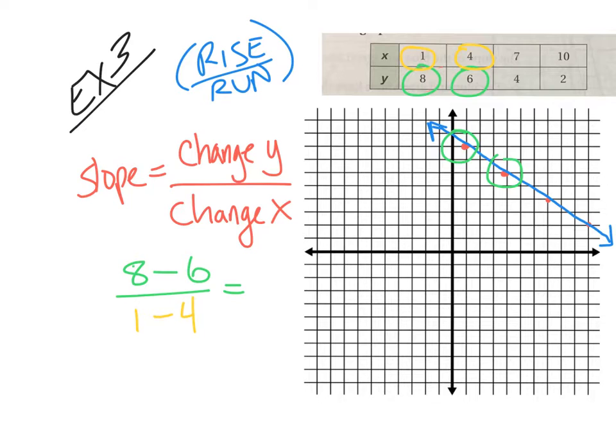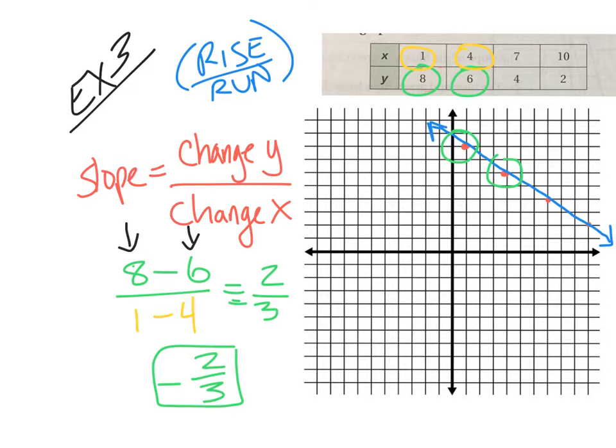As long as you put the points on the same side, so that's 1 point, this is 1 point, it'll work. Okay. So what's 8 minus 6? 2. What's 1 minus 4? Negative 3, right? Yeah, negative 3. So you put a negative in front of there. So my slope is negative 2 over 3.